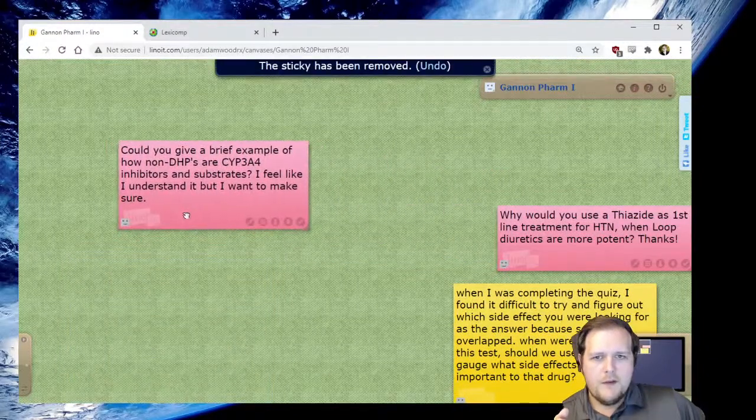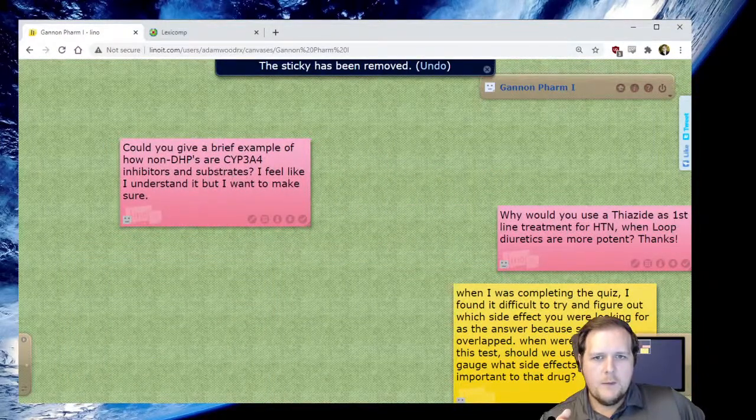Okay, could you give a brief example of how non-DHPs are CYP3A4 inhibitors and substrates? I feel like I understand it, but I want to make sure.